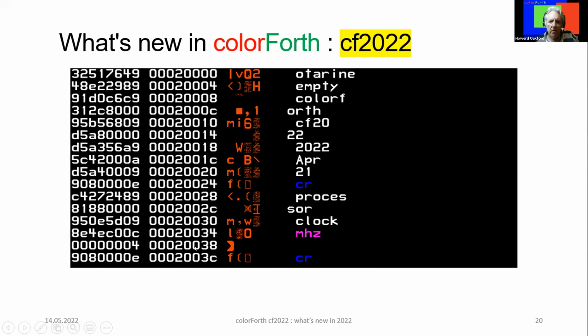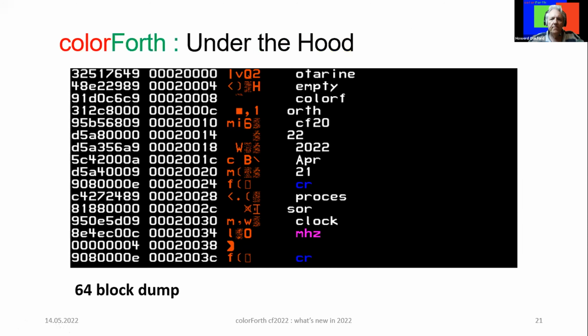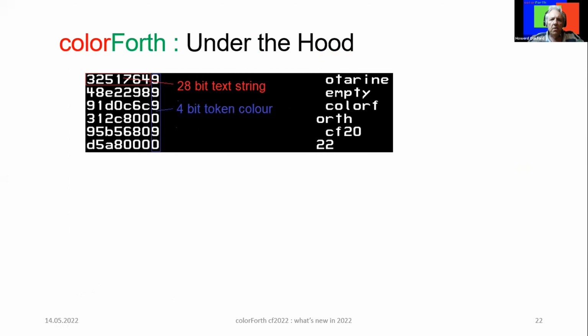That's because the following cell is the value of the variable. Okay, move on. So this is how you see it. Just type 64 block dump and it's there. So this is going into this in a little bit more detail.